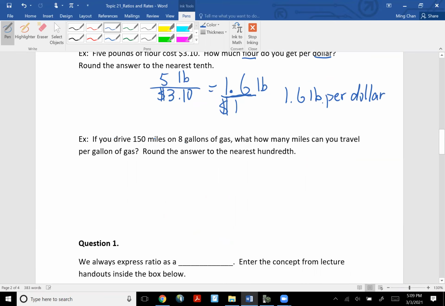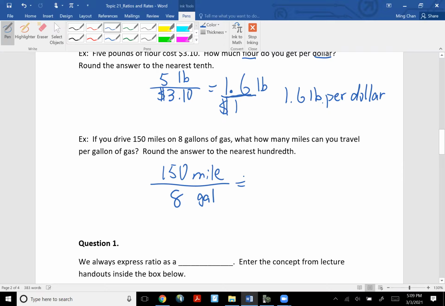Now I try another one. If you drive 150 miles on 8 gallons of gas, so that's over 8 gallons. The question asks, how many miles can you travel per gallon? So miles come first, gallon comes second, so gallon will be in the denominator.